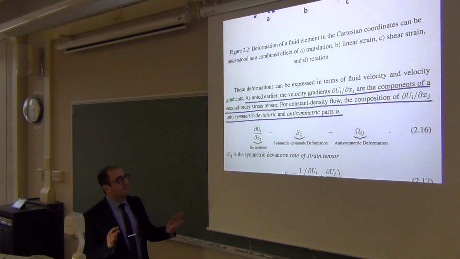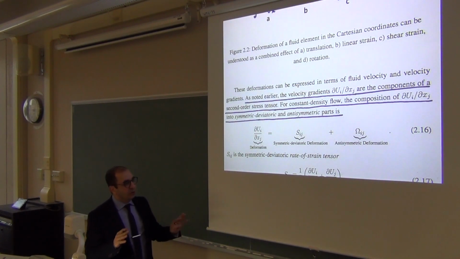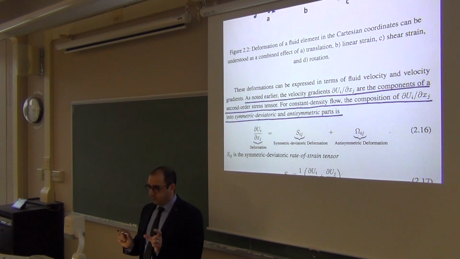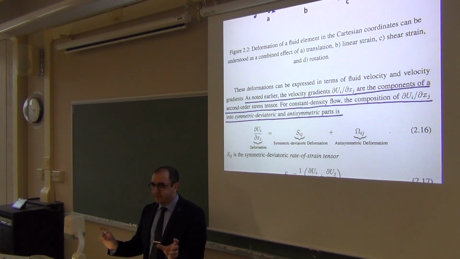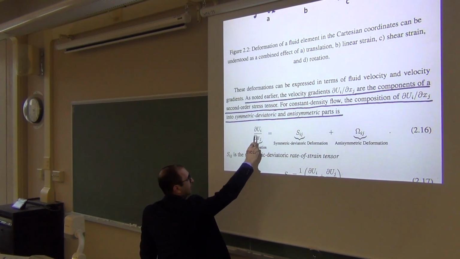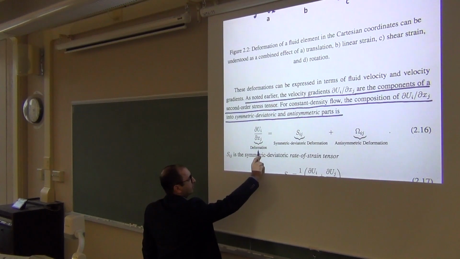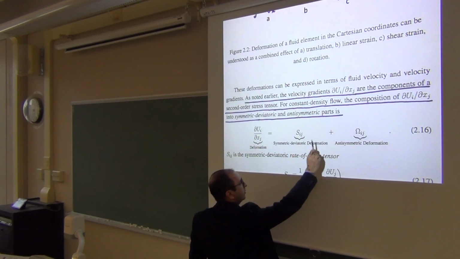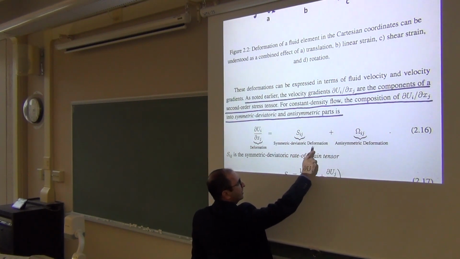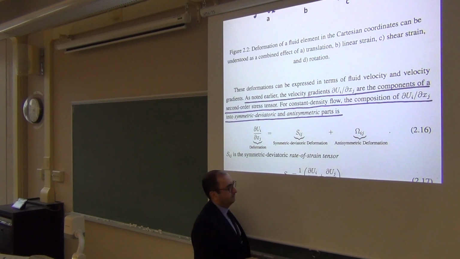Now, see my goal is to tie in the concept of velocity gradients to deformation, right? I'm doing this now mathematically. I can say any deformation, right, any velocity gradient, let's say i and j, can be decomposed into two components: symmetric deviatoric deformation and antisymmetric deformation.